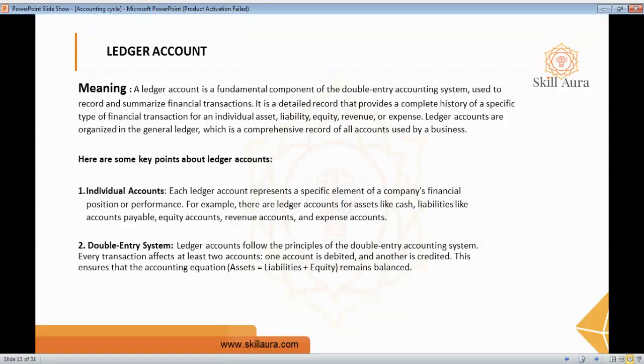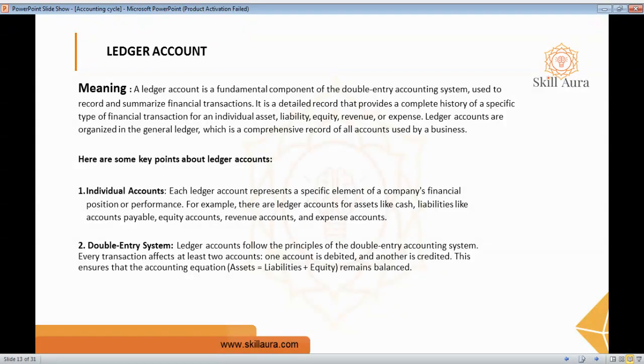Here, the ledger accounts are organized in the journal ledgers, which is a comprehensive record of all the transactions or accounts used by the business. So your ledger account is nothing but a detailed record of tracking the transactions and balancing a specific account, such as cash account, account receivable, inventories, and all others.